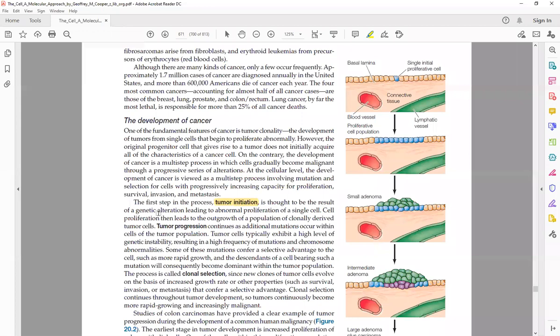It is thought to be the result of genetic alteration. See, tumor initiation is caused by genetic alteration leading to abnormal proliferation of a single cell. Tumor initiation is caused because of a particular mutation occurring in a particular cell. See, this is the cell that has undergone a particular mutation. This cell begins to divide itself, as the cell gains the ability to divide.